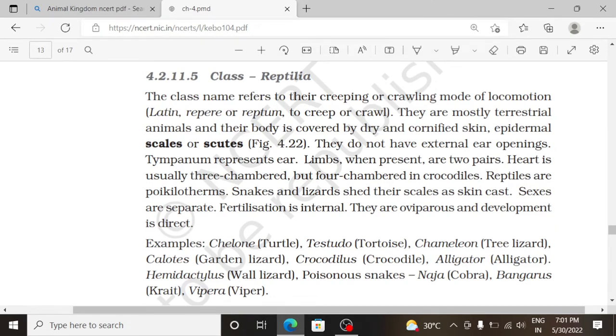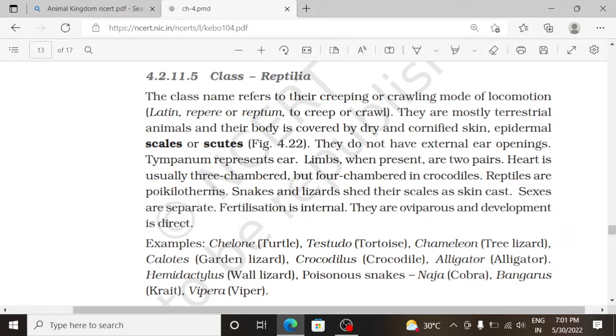In Latin it is called as repere or reptum, to creep or crawl. They are mostly terrestrial animals and their bodies are covered by dry and cornified skin, epidermal scales or scutes. They do not have external ear openings. Tympanum represents ear. Limbs when present are two pairs.